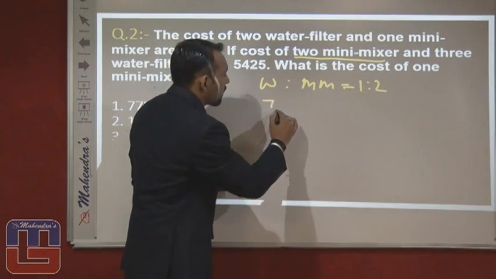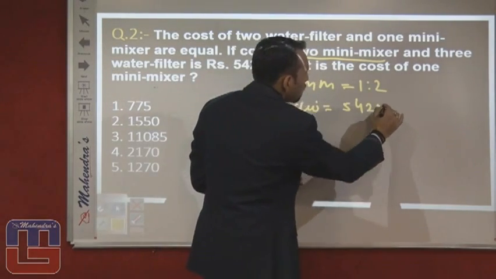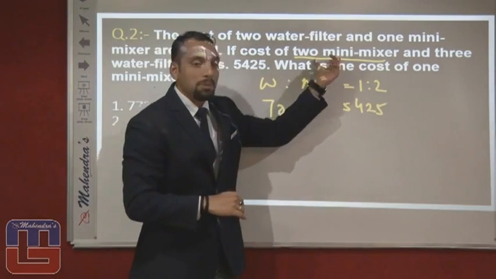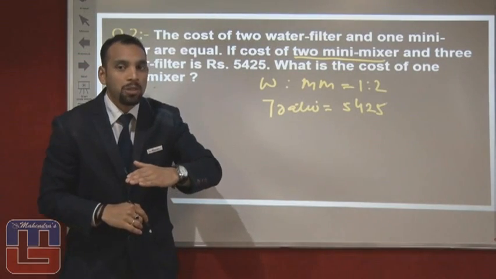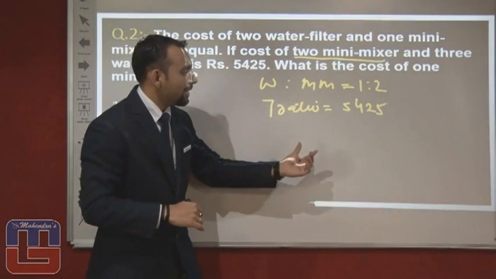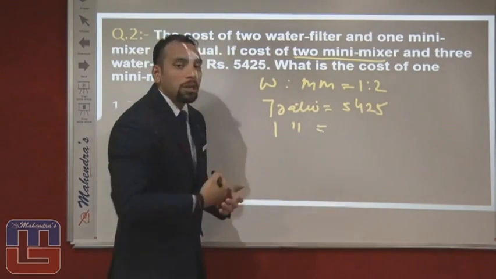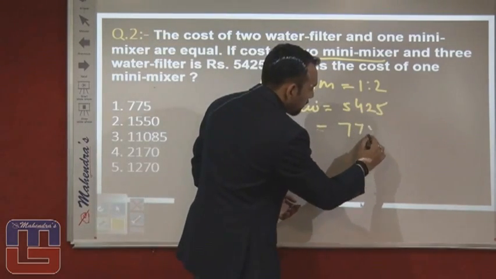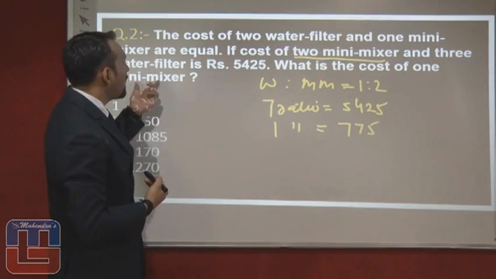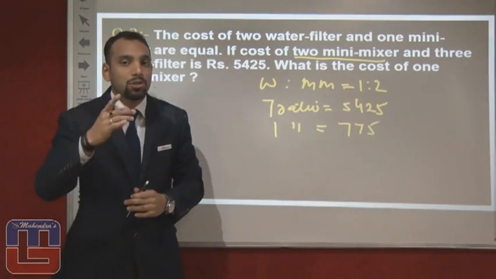So here we can say that 7 ratio must be equal to 5425. Where do we get 7? 2 mini mixers, which will be equal to 4 ratio, and 3 already given. 3 plus 4, 7 ratio is equal to 5425. So 1 ratio will be equal to 775. Now what do we have to find? We have to find the cost of the mini mixer, and the ratio of the mini mixer is 2. That means we have to find the ratio 2.